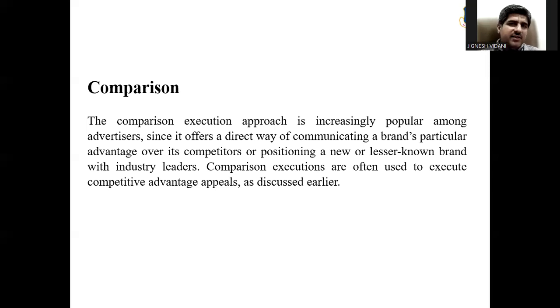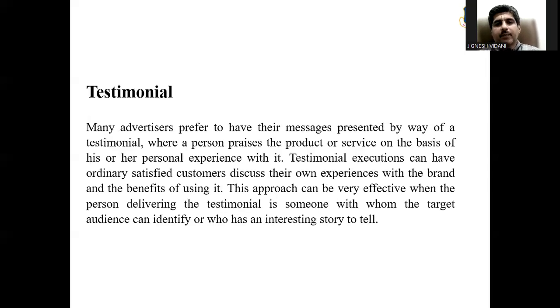Comparison. The comparison execution approach is increasingly popular among advertisers since it offers a direct way of communicating a brand's particular advantage over its competitors, or positioning a new or lesser known brand with industry leaders. Comparison executions are often used to execute competitive advantage appeals as discussed earlier.